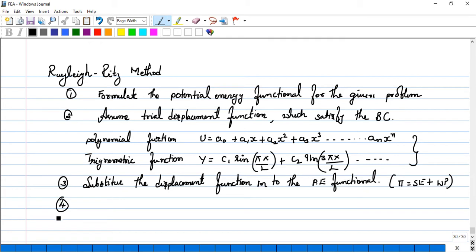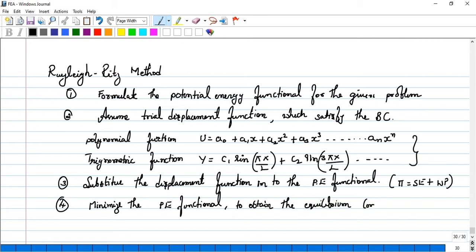After substitution, we need to apply the concept of minimum potential energy. So we have to minimize the potential energy functional to obtain the equilibrium condition. So that is the fourth step, and the final step is the fifth one.